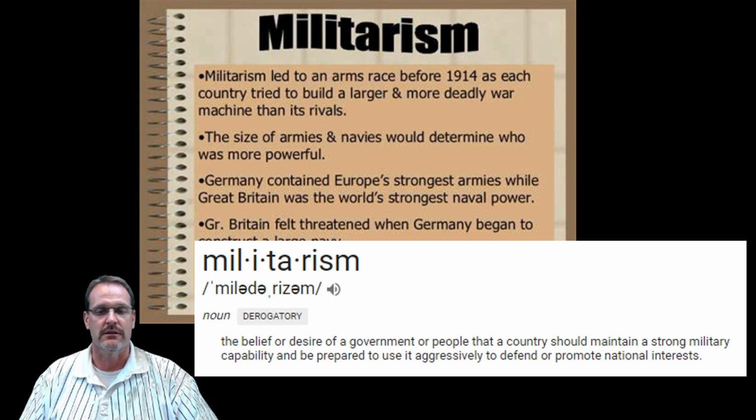Germany also intimidated people by the size of their military. They had one of the largest, strongest land armies. Great Britain felt threatened when Germany began to construct a large navy. European nations were becoming increasingly suspicious and alarmed of each other, so that led to much more disagreement. So, militarism.